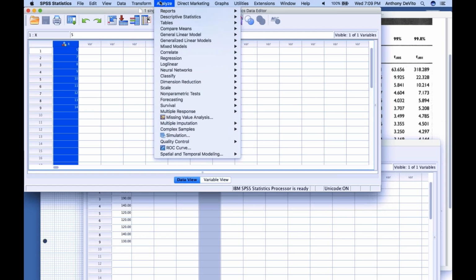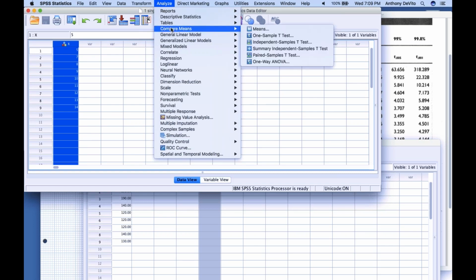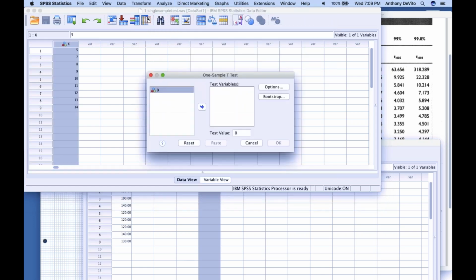And since I'm comparing means, I'm working with numerical variables, numbers. Since I want to compare means, I'm going to go down to under Analyze, Compare Means. In this case, I'm only taking a sample from one of the two populations. So instead of going to independent samples, so on and so forth, I'm going to stick with one sample t-test. I'm going to open that up.